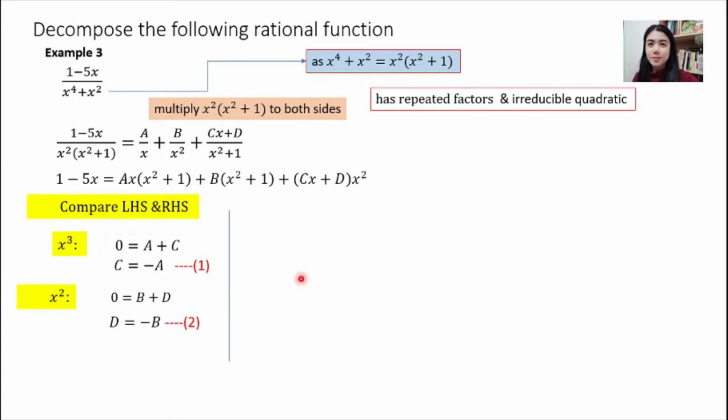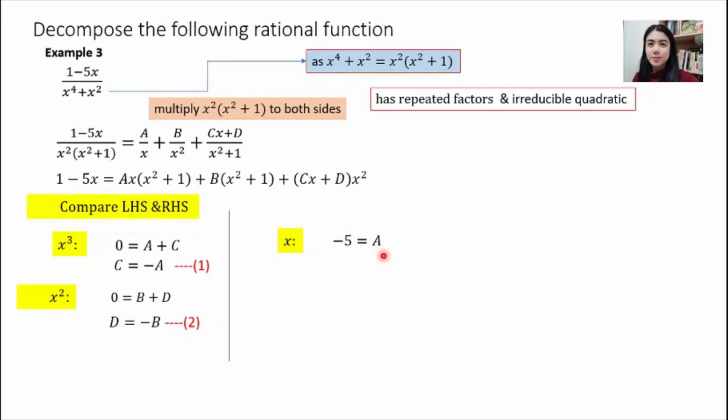Now let's look at the x. If you look at the left hand side, we have minus 5 in front of the x. So therefore, you have minus 5 here. How about the right hand side? Just look for the x. For the x, we can see that it's here. If you expand this one, you have ax. Ignore those that are not x. This one you expand, you have ax. So that's why you have a here. So you have the answer a equal to minus 5.